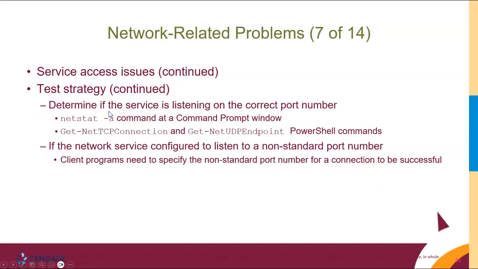So continued here, we determine if the service is listening on the correct port. This is an important command to try to troubleshoot service issues. So netstat -a will show you all of the ports that the server is listening on. If the network service is configured to listen on a non-standard port number, client programs need to specify the non-standard port number for a connection to be successful. So again, if you do the netstat -a, that will give you a list to ensure that it is listening on that specific port.